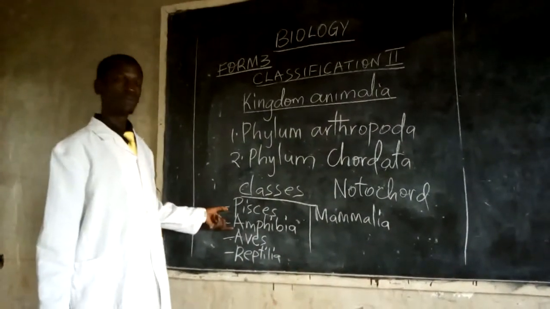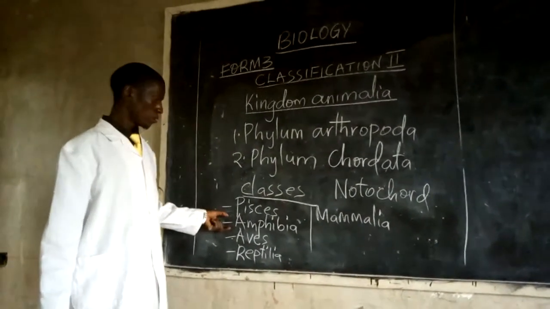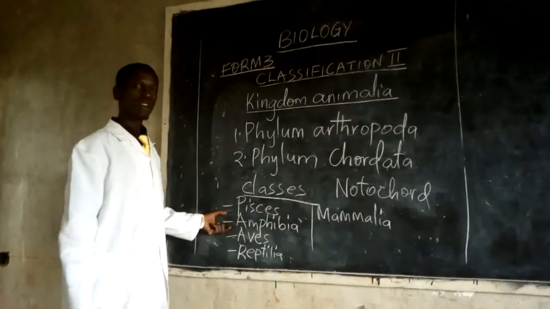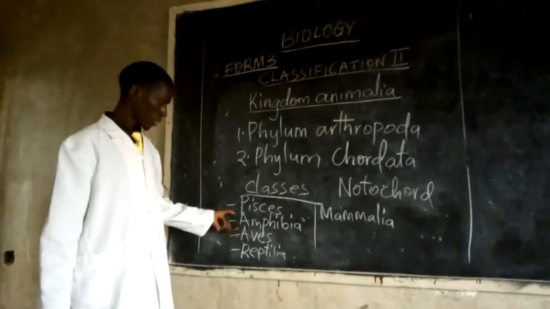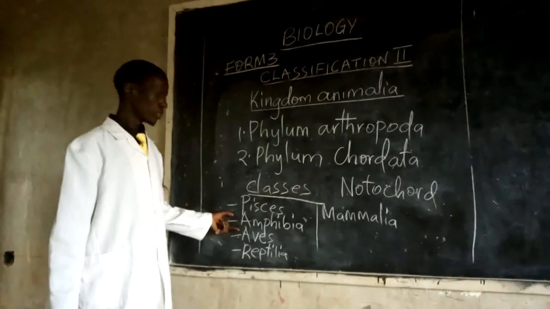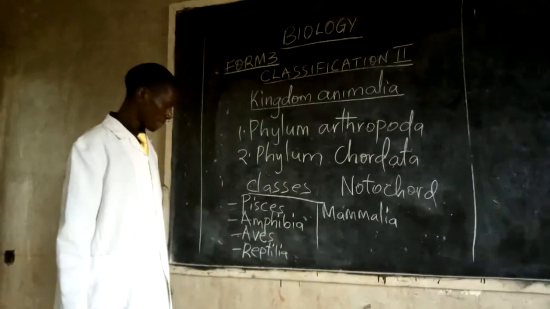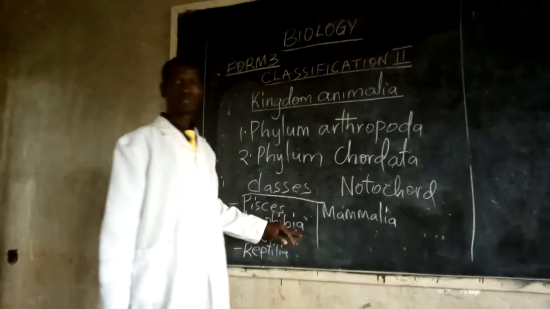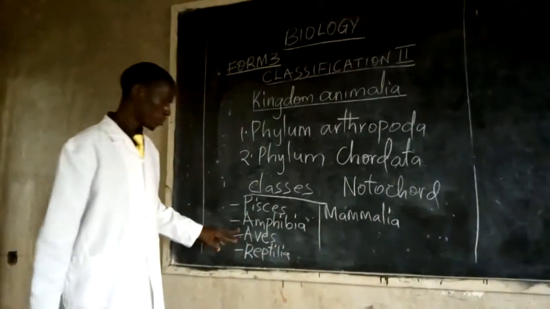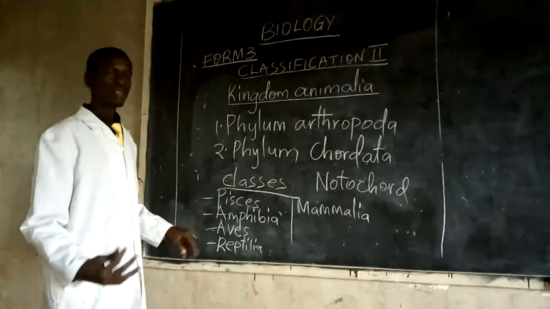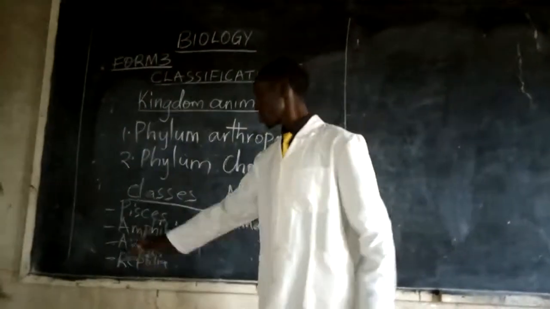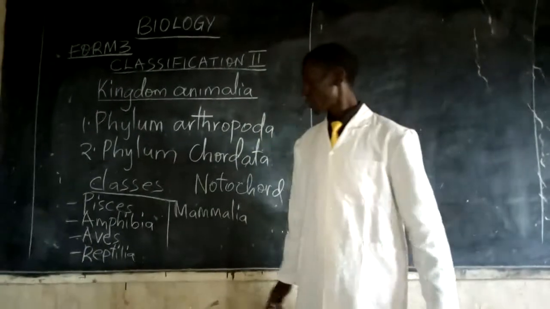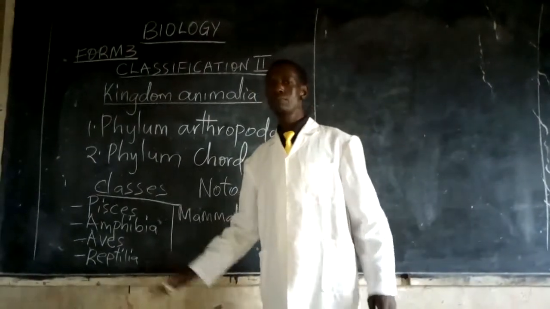Class Amphibia comprise of organisms which majorly survive in water. They include the frogs, salamanders, toads, among others. We also have class Aves, and these are actually the birds. They belong to this class called Aves. The second last one is class Reptilia.